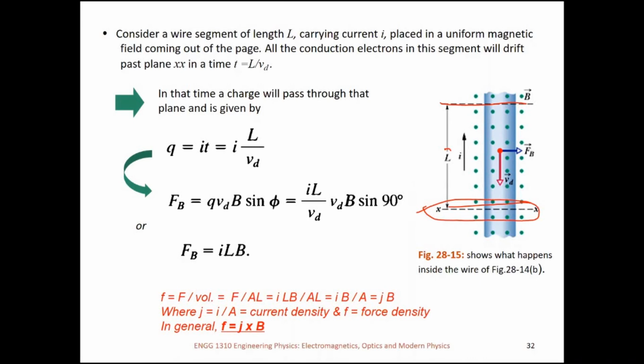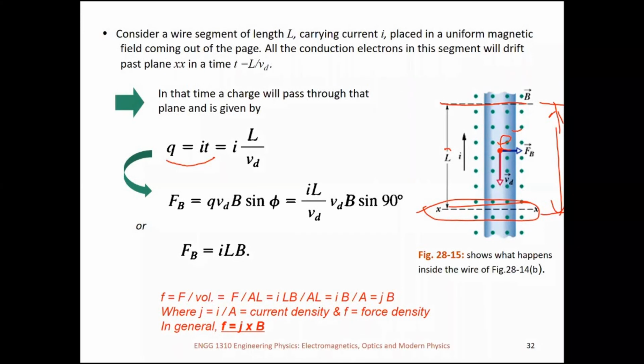So all the electrons in this section will go past this XX, because if the current is going upward, the electrons go downward. We can first estimate how much charge will pass through that plane. Assuming the total amount is Q, then the total amount Q equals the current I multiplied by t.